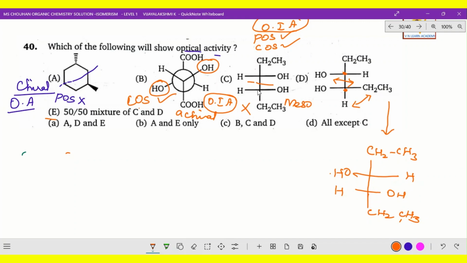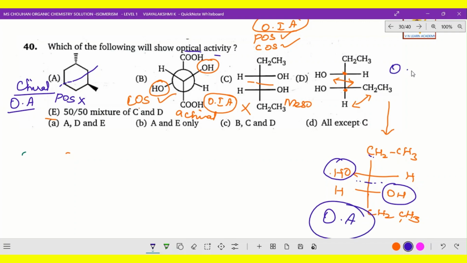Is it optically active? Of course, 100% it is optically active. Why? Because of the non-superimposable mirror image. How is it possible? It is not the same. See, this is CH2CH3, this is also CH2CH3, HOH, HOH, it's common. But you see how the position is, it is non-superimposable mirror images. Optically active. So option D is optically active.